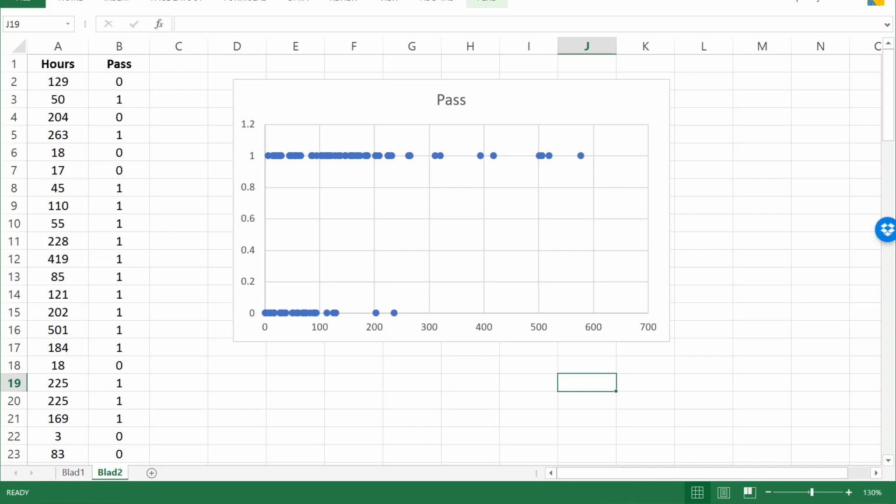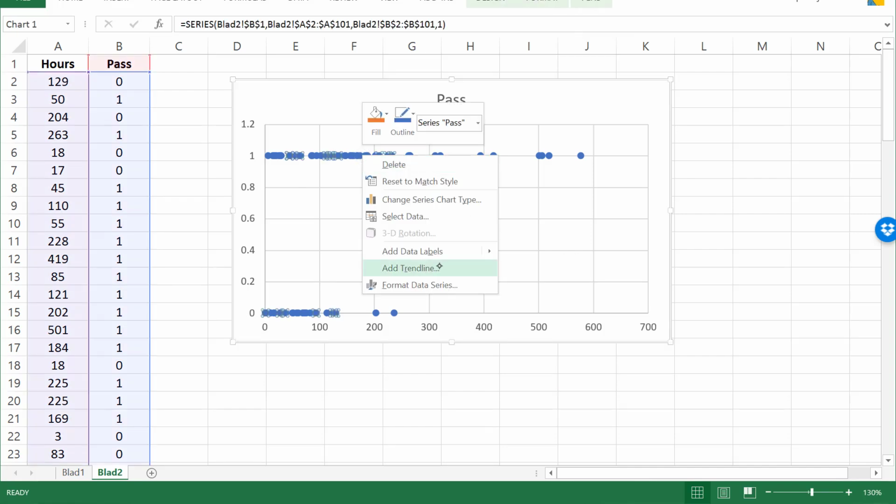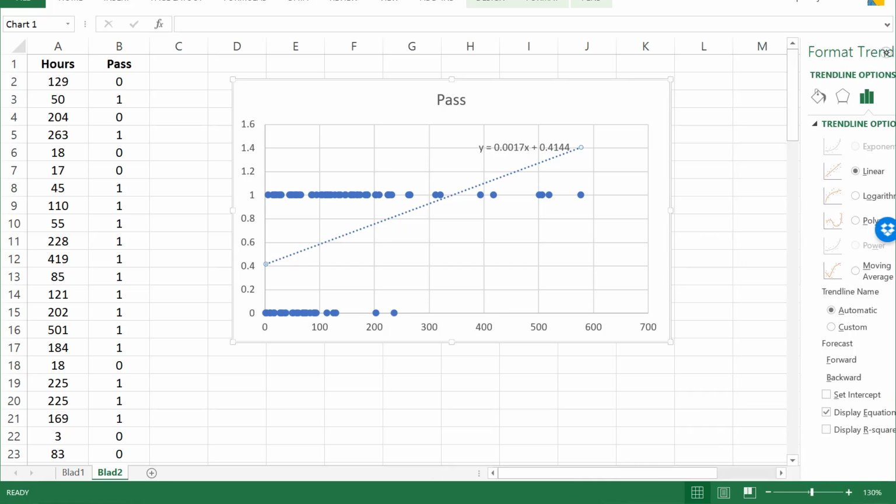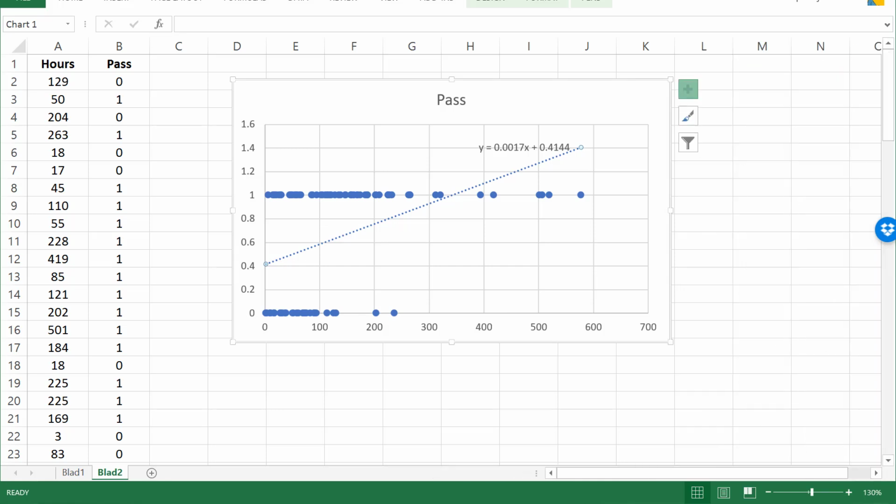But even though there is no trend line, that doesn't mean that we cannot do OLS. We can, and let's just do that here. We add a trend line, and let's put the equation on the chart, and then it looks like this. So we do have an upward sloping trend line, indicating that the higher the x is, the higher the probability of passing the exam.